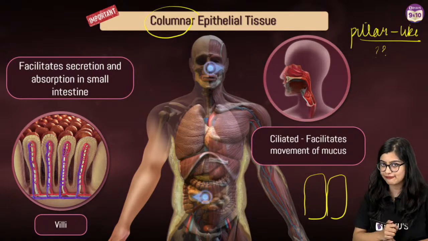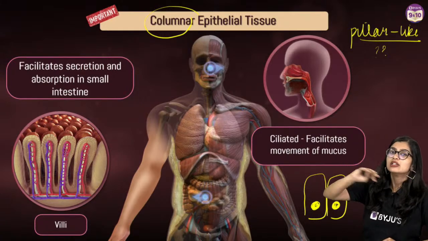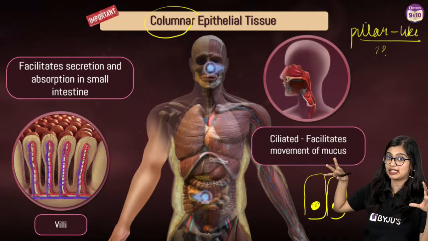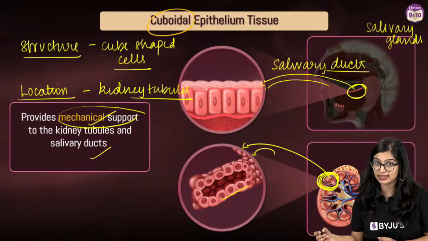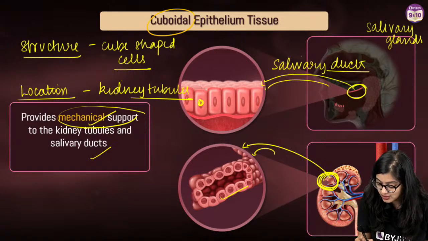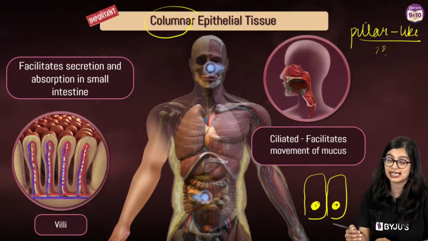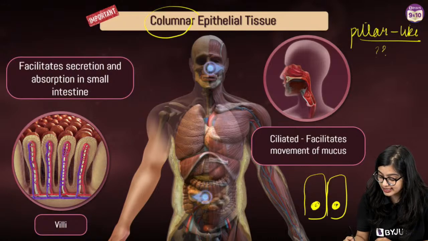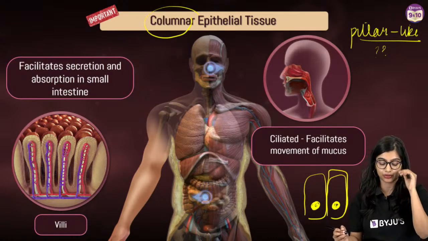Now an interesting fact: in these cells, we see that the nucleus is normally present at the bottom part. When you saw squamous epithelium, we saw that it has a prominent nucleus. In cuboidal epithelium, one thing I forgot to mention is that the nucleus is more or less present in the center. In these columnar cells, they are elongated and the nucleus is present at the bottom part.